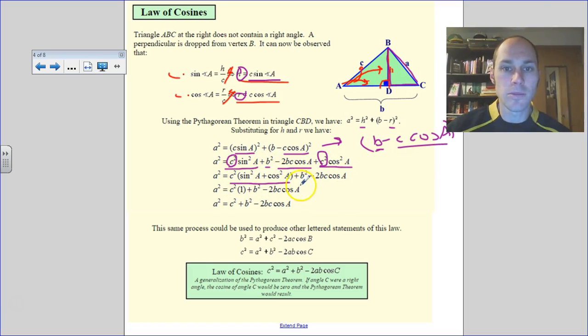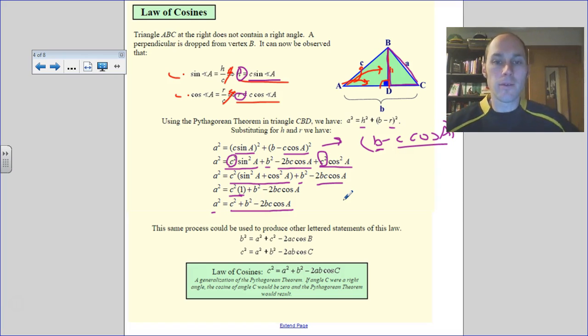And we just rearrange. So plus b squared minus 2bc cosine of A. And you haven't learned this yet, but a trig identity states that sine squared plus cosine squared is 1. So we can simplify that down, and c squared times 1 is just c squared. So we finish up with c squared plus b squared minus 2bc cosine of A equals a squared. Seems like a complicated equation, but once we start using it, we'll see how helpful it is.